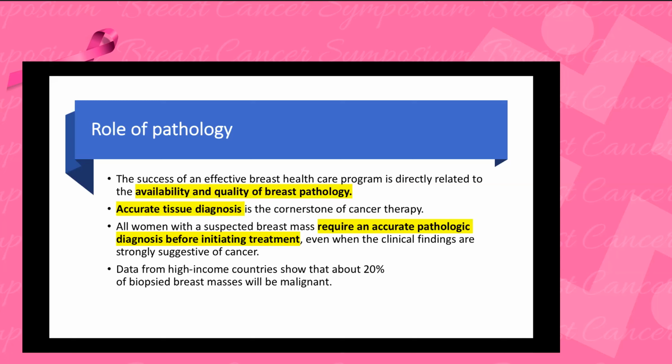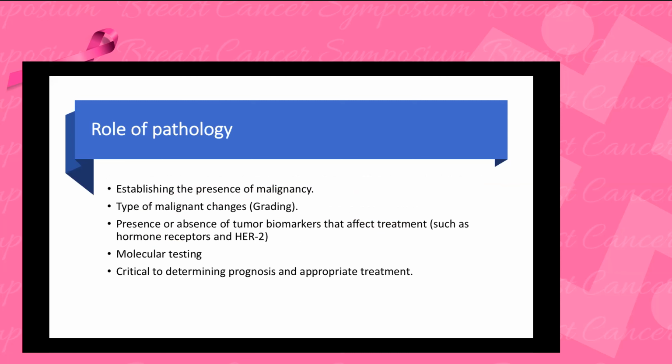So we first and foremost need to differentiate a benign from a malignant neoplasm. Now, the role of the pathologist is to establish the presence of malignancy. So we have to confirm that indeed the lump that we're seeing in this patient is a malignant lump. The next step is to then type the malignancy that we're seeing.